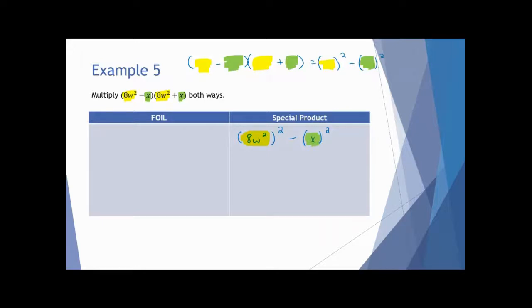And now I have to distribute, use my rules of exponents. So I square the 8. 8 times 8 is 64. And then when you have w squared and you square that again, you multiply the exponent. So that's w to the 4th. Then we have x squared. So I have to actually square the number, and then you multiply the exponents when you have a variable there and you have an exponent with another exponent. Those get multiplied. So 2 times 2 is 4.